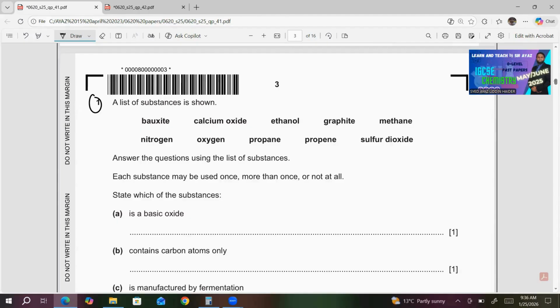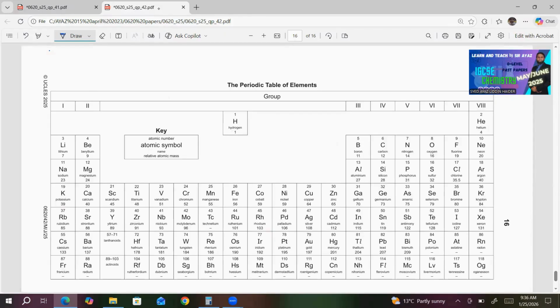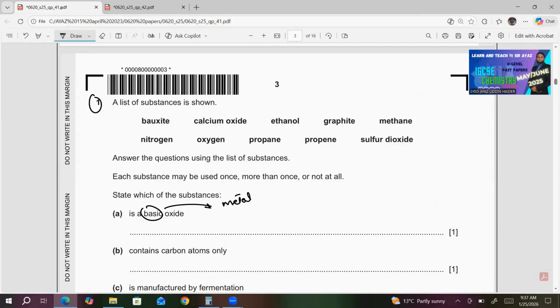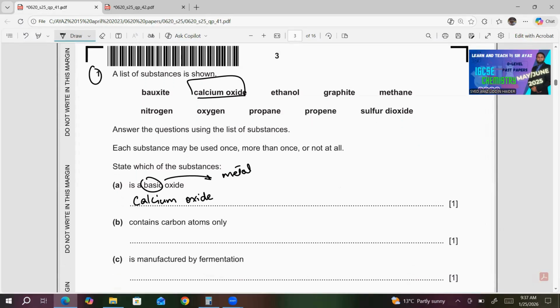State which of these substances is a basic oxide. Now, basic means it must be metal oxide. Now, there will be metals in the periodic table, you'll see. So these all form metals, they all form basic oxide except 3 metals, that is aluminium, lead, and zinc. They form amphoteric oxides. All the other metals, they form basic oxide. So if you look at the list, you can see there's calcium oxide here. So the calcium oxide is basic oxide.